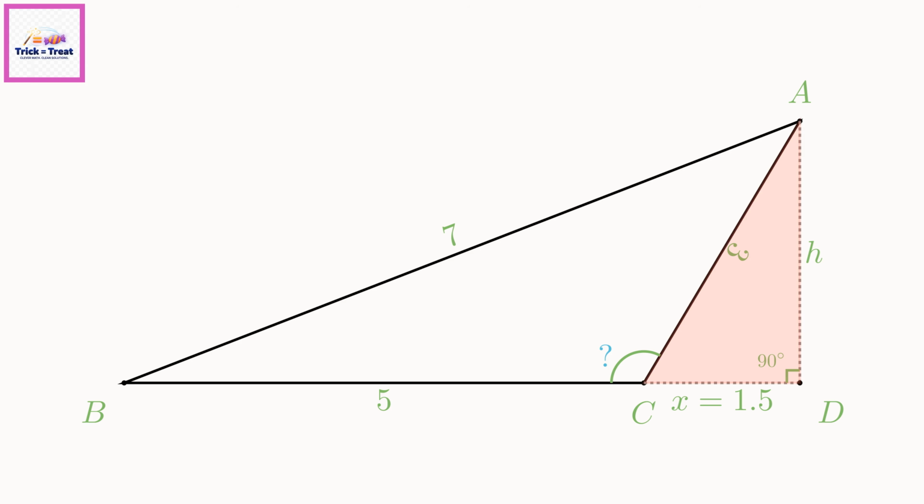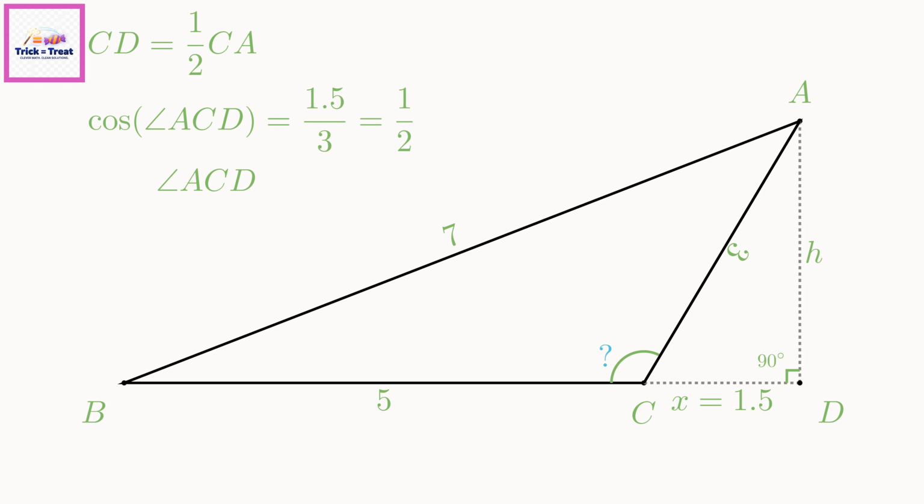Why is this number a treat? Look at that small red triangle again. The adjacent leg is 1.5. The hypotenuse is 3. Do you see it? The leg is exactly half the hypotenuse. In the world of trigonometry, if the cosine of an angle is 1.5 over 3, which is 1/2, that angle is math royalty. It's exactly 60 degrees.